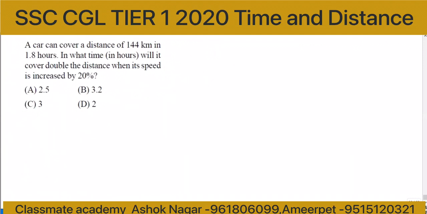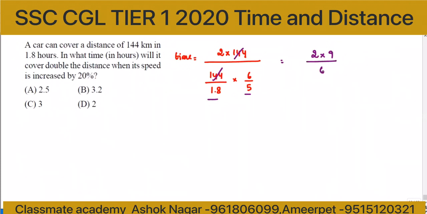Double the distance means 2 into 144. What is the usual speed? 144 by 1.8 is the usual speed. But the speed is increased by how much? 20%. A 20% increase means 6 by 5, because 120 by 100. What can I cancel first? 5 into 1.8 is 9. So if it goes up to 9, how many hours? 3 hours.